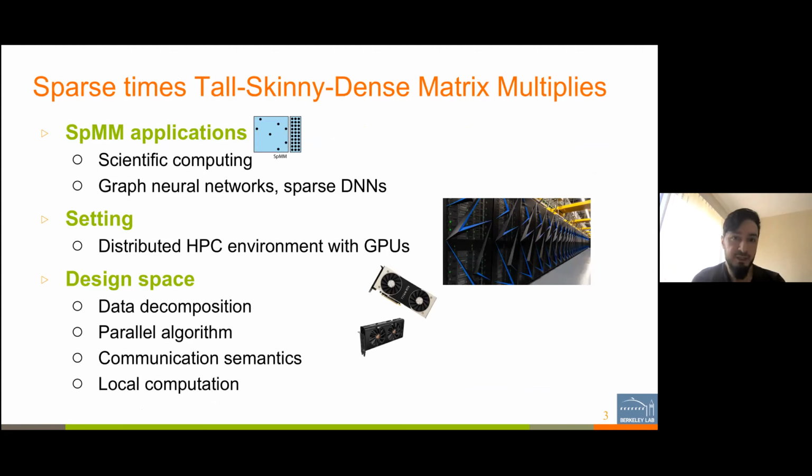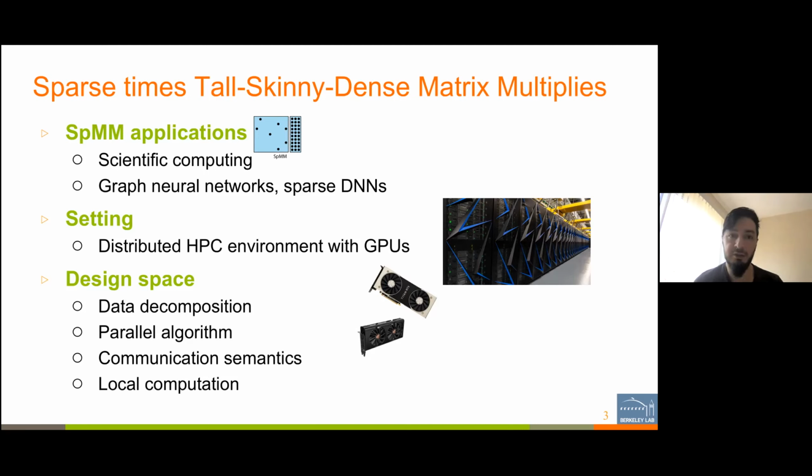So why do we need another study on this operation now? There are two reasons. First, it has been made popular by some deep learning frameworks. And second, GPUs are here to stay and spread. More and more HPC systems will be built with these GPUs. So this is the trend.